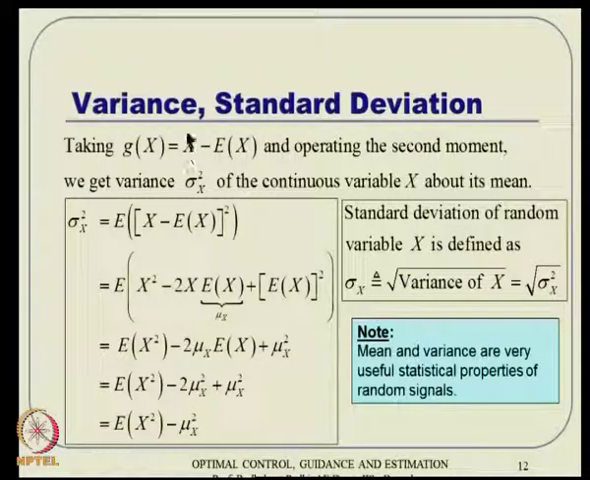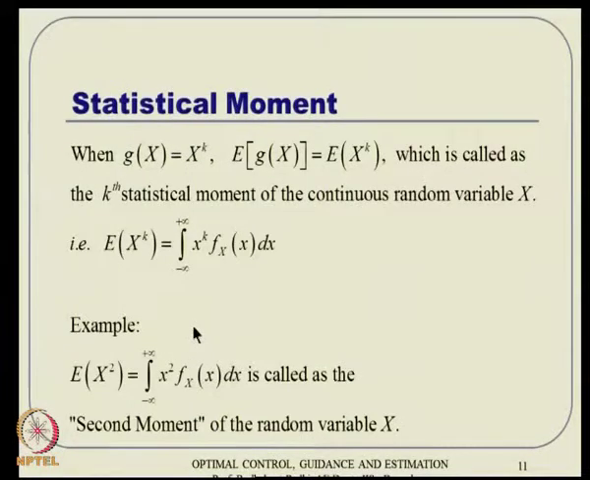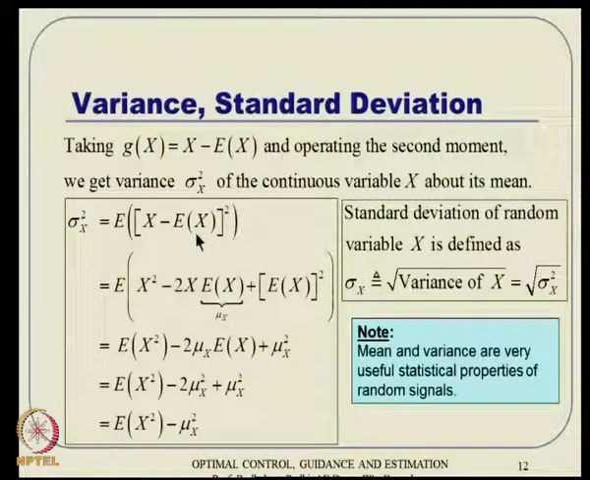So, you have some randomly varying signal, or random variable x. All that you are doing is taking the difference between the value and its mean value, and then taking that as a function there, g of x. If you do that, then you operate with the second moment and get this sigma x squared. In other words, sigma x squared is nothing but this particular deviation value, what you get there, whole squared.